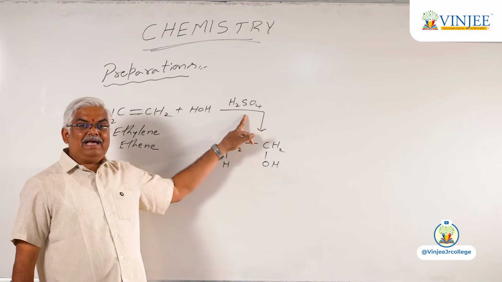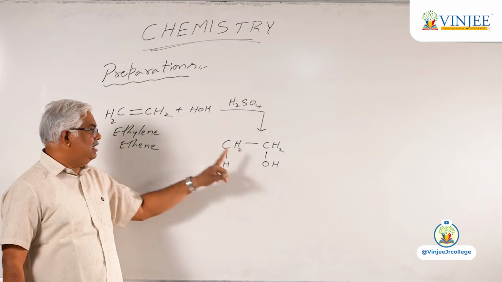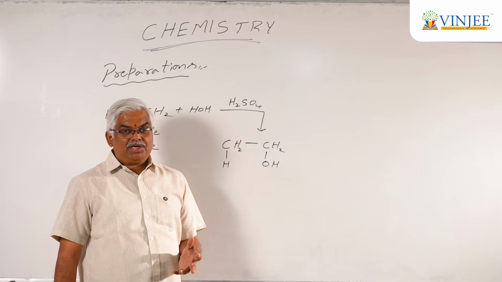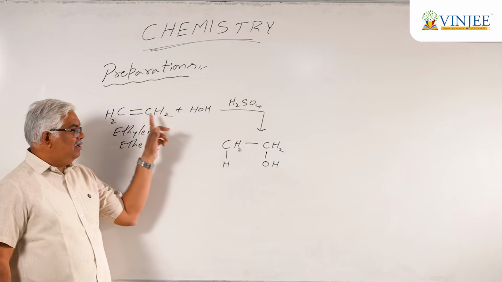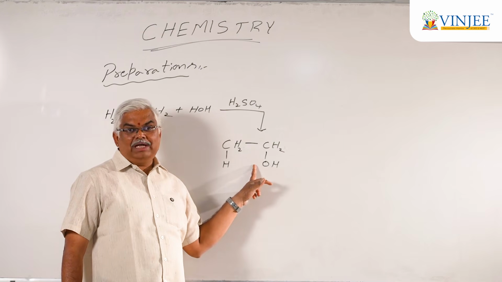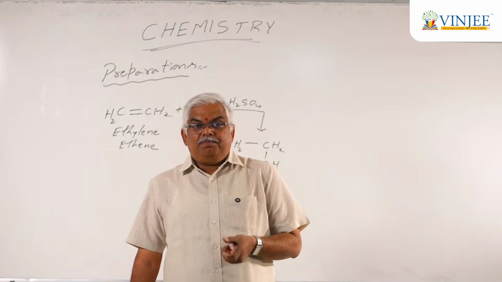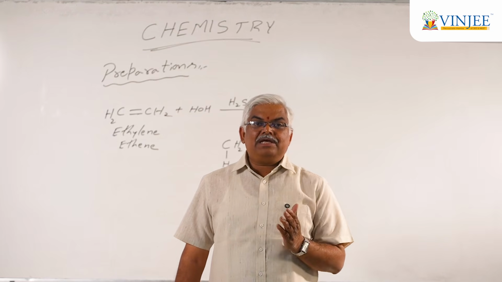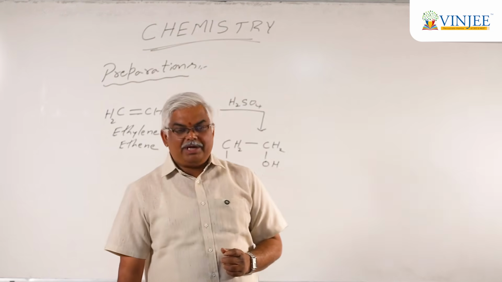In presence of sulfuric acid, water gets added to ethylene, resulting in the formation of ethyl alcohol. What type of reaction do we call this? The first one is unsaturated, whereas the final product is saturated. Such reactions are known as addition reactions. So how do you explain the term addition reaction? Any reaction in which an unsaturated compound becomes saturated is said to be an addition reaction.